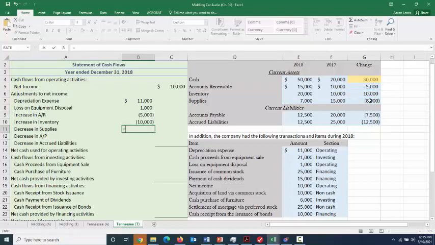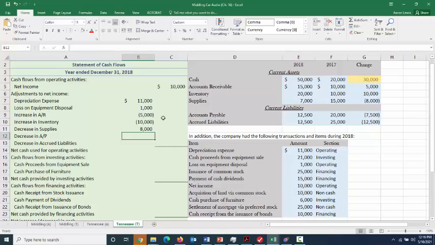If you have a decrease in supplies, that means you bought less supplies, and if you bought less of something, you should have more money still in your bank account, which means that decrease in supplies, buying less supplies, caused our cash balance to increase. We held on to that money instead. So for all of your current assets, do the opposite of the change. An increase to a current asset decreases cash flows and vice versa.